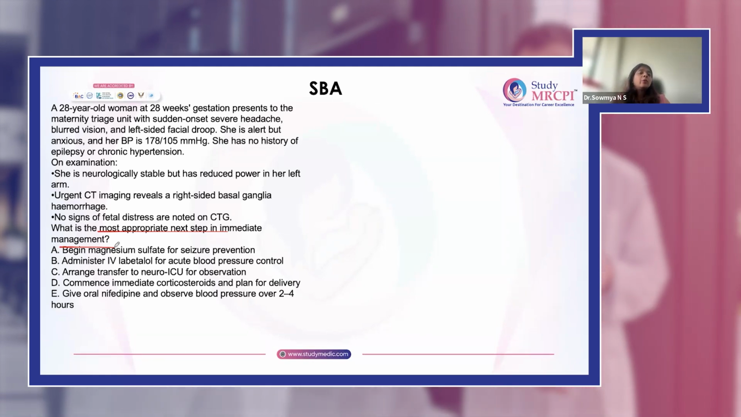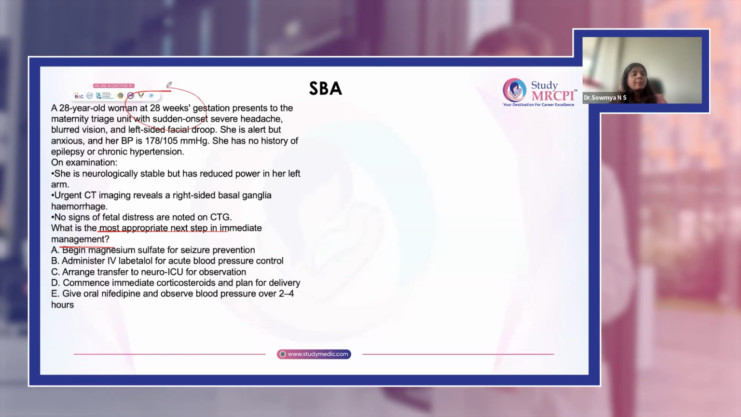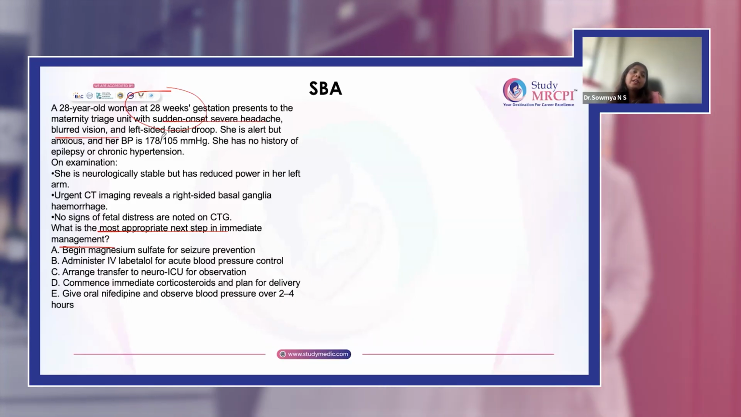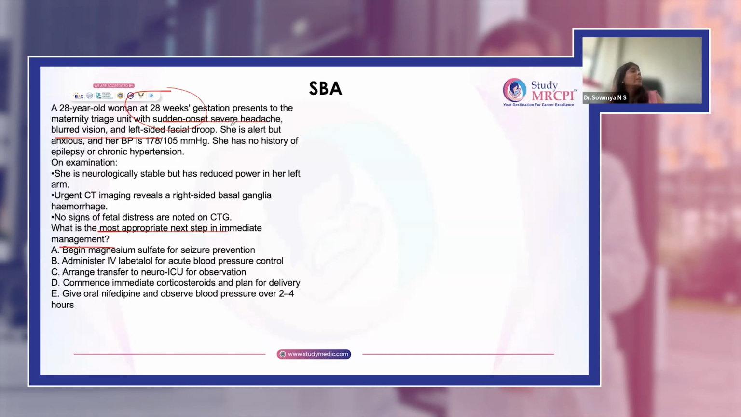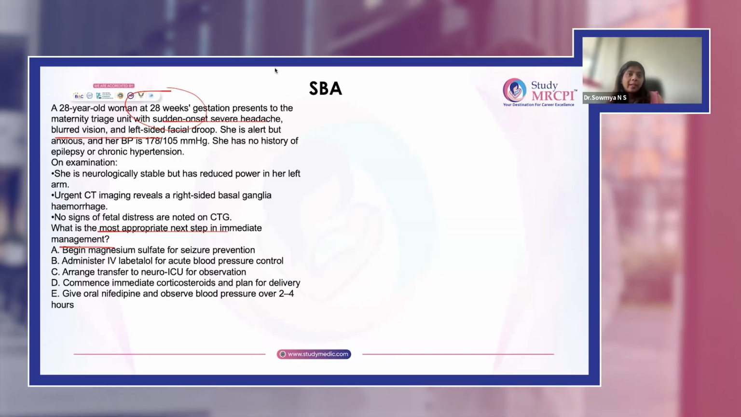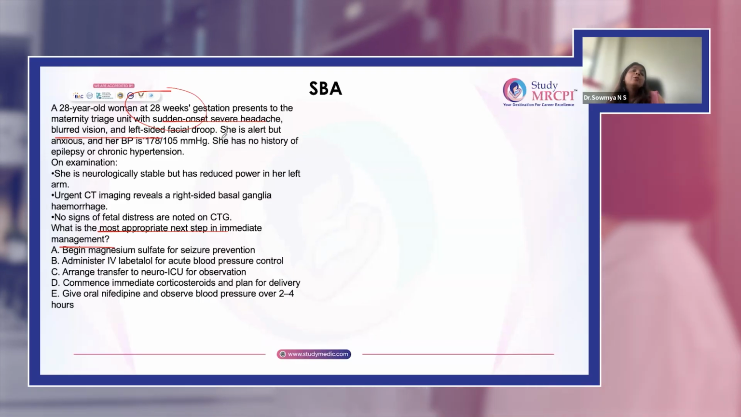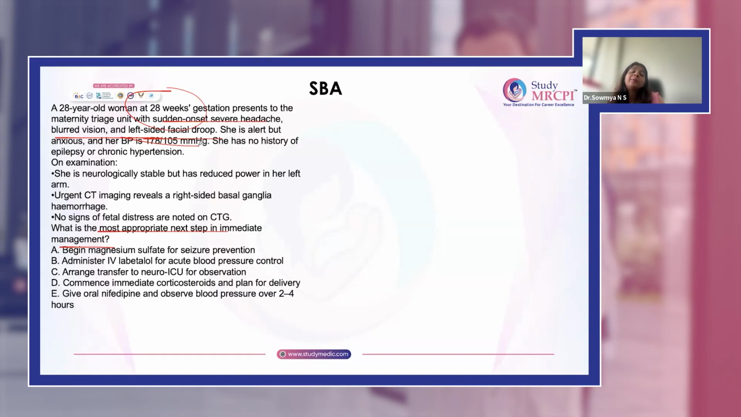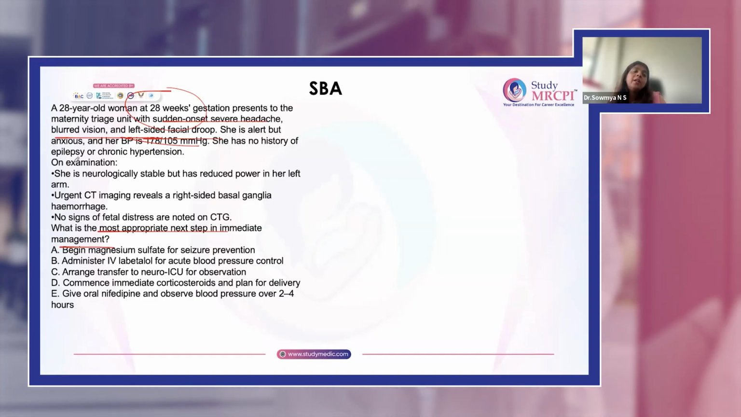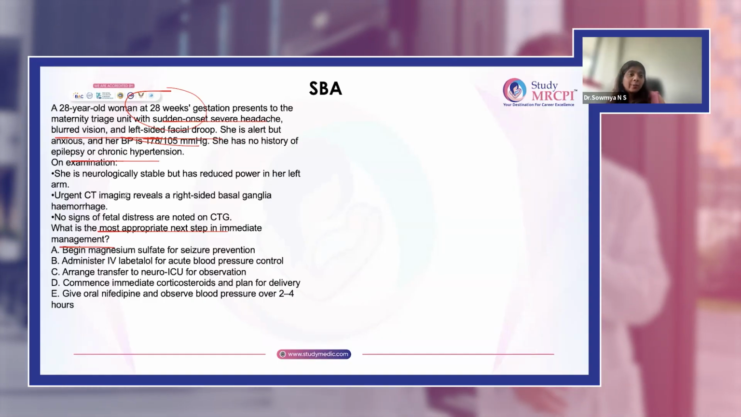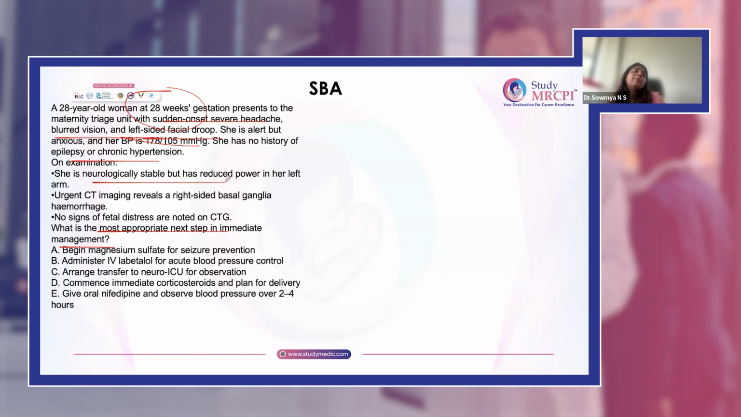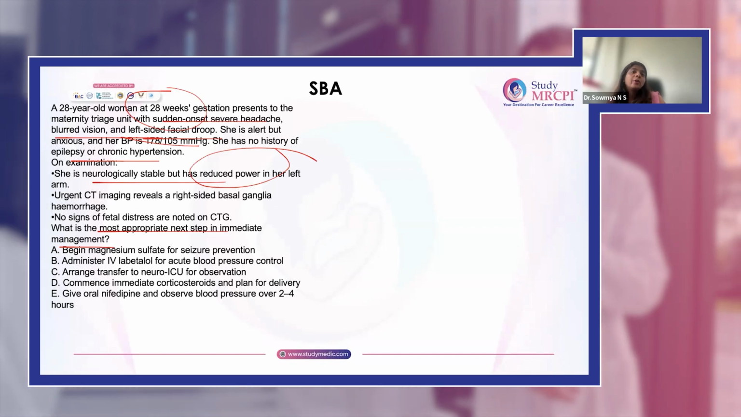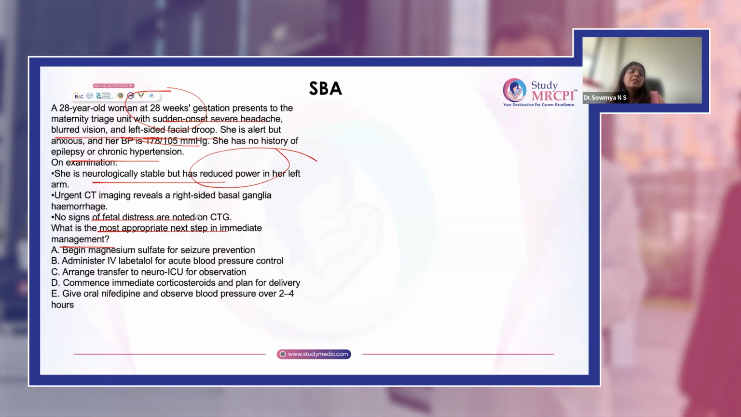A 28-year-old woman at 28 weeks gestation presents to maternity triage with sudden onset severe headache, blurred vision, and left-sided facial droop. If it is only headache and blurred vision, I would think of impending eclampsia. But there is also left-sided facial droop. She is alert, anxious, but her blood pressure is 178 by 105. So the blood pressure is higher. No history of epilepsy or chronic hypertension. Neurologically stable, but has reduced power in her left arm. So we are looking into a neurological event here. No signs of fetal distress.